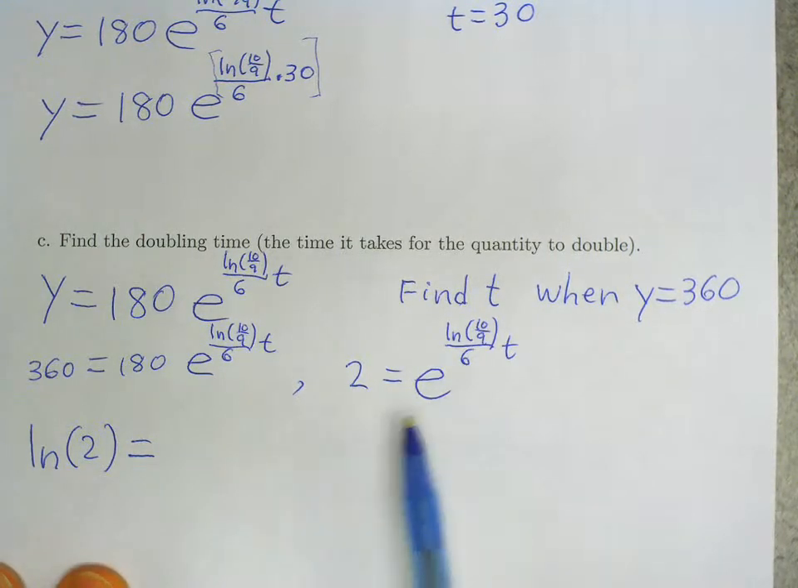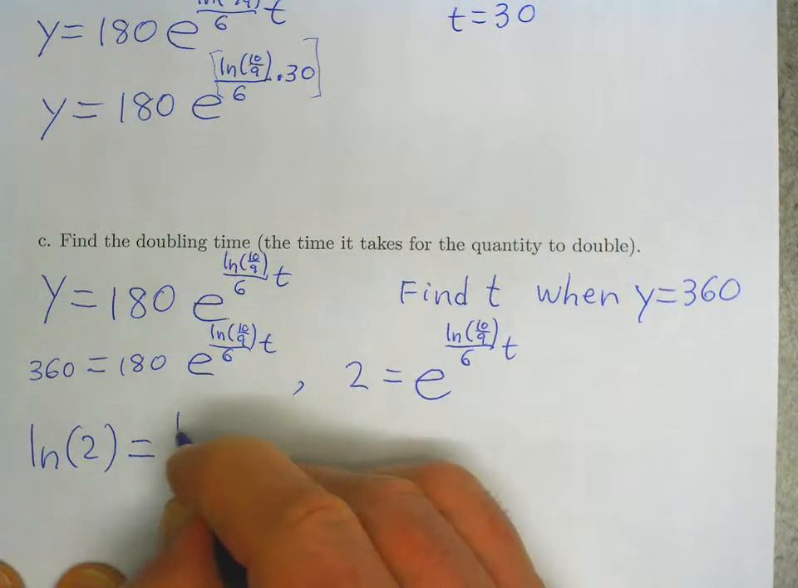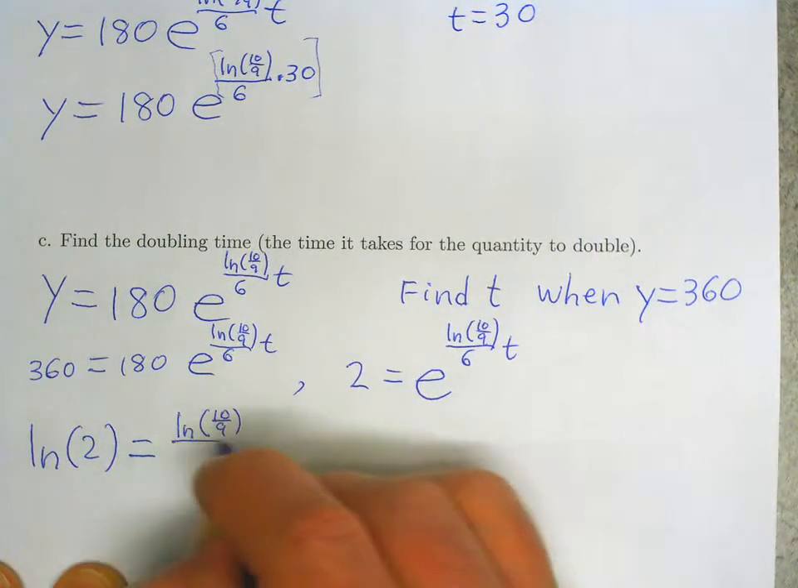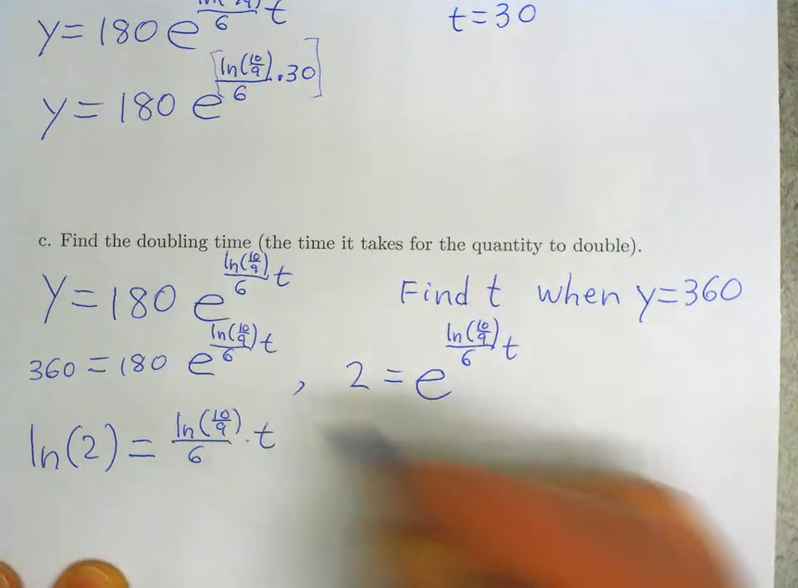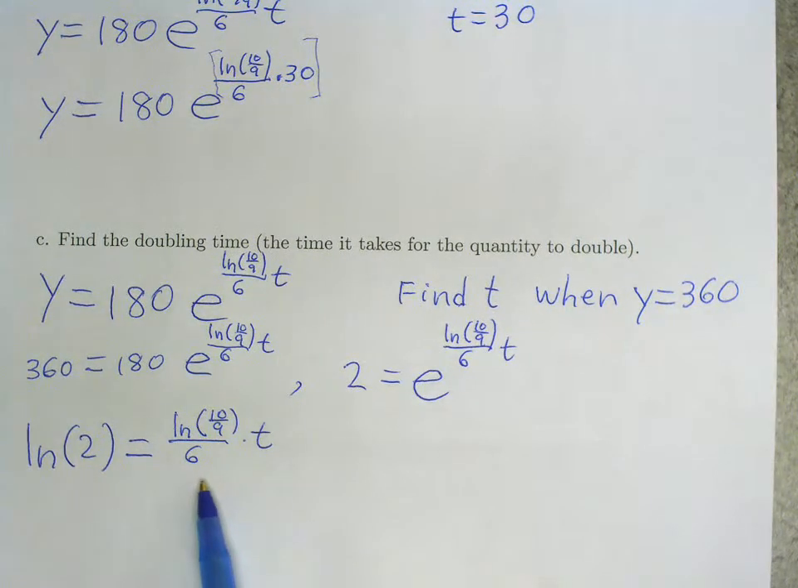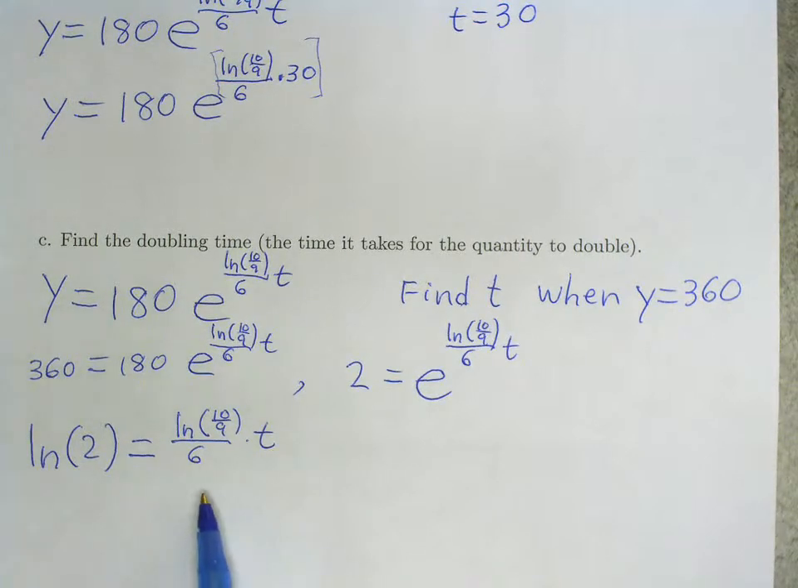So the natural log of e to this exponent simplifies to the exponent. So the exponent is the natural log of 10/9 over 6 times t. Now we can just multiply both sides of this equation by the reciprocal of the coefficient of t. So that is, multiply both sides by 6 divided by the natural log of 10/9.